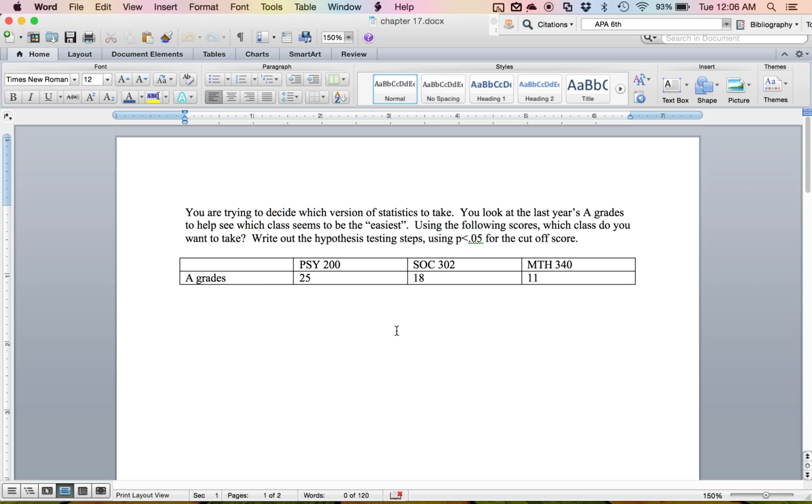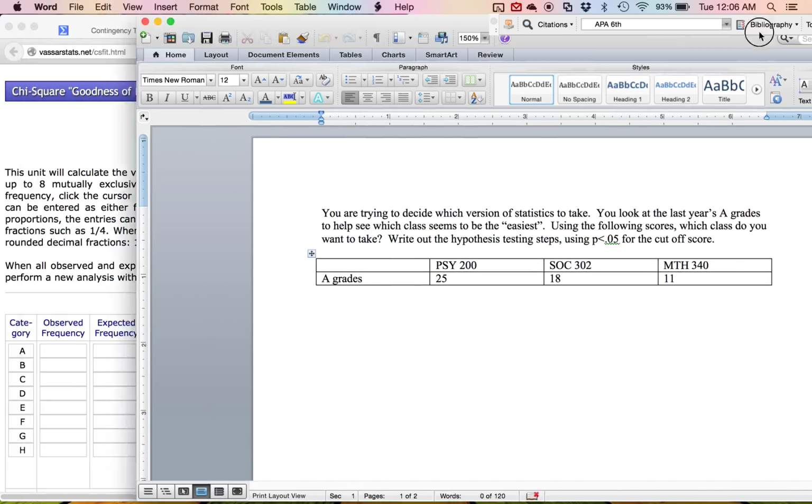I looked at the grade distributions for classes because our Student Government Association prints this, and found that in one particular semester there were 25 A's in Psych 200, 18 in Sociology Statistics, and 11 in Math Statistics. Just looking at this, it would seem as if our class was the easiest because we were giving the most A's, but let's see if that's actually true.